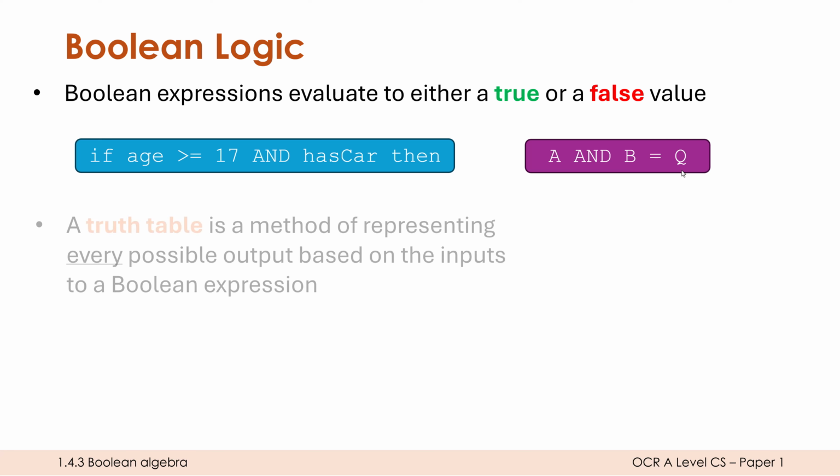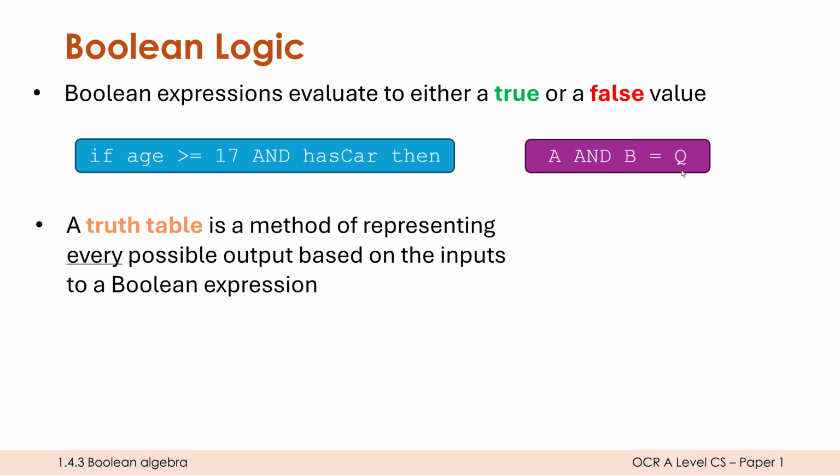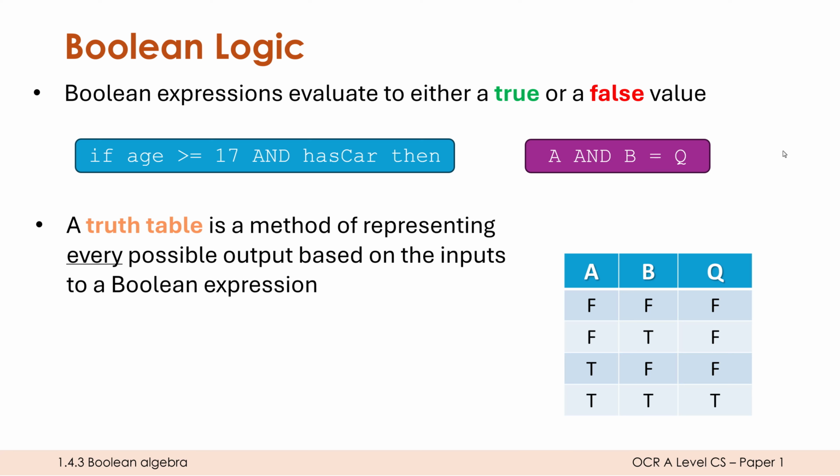The purpose of us simplifying it is so that we can more easily understand what combinations there are going to be. And we often show the combinations in a truth table. The truth table is a method of representing every possible output based on the inputs to a Boolean expression. A and B here are the two inputs. Q, in this particular example, is our output.